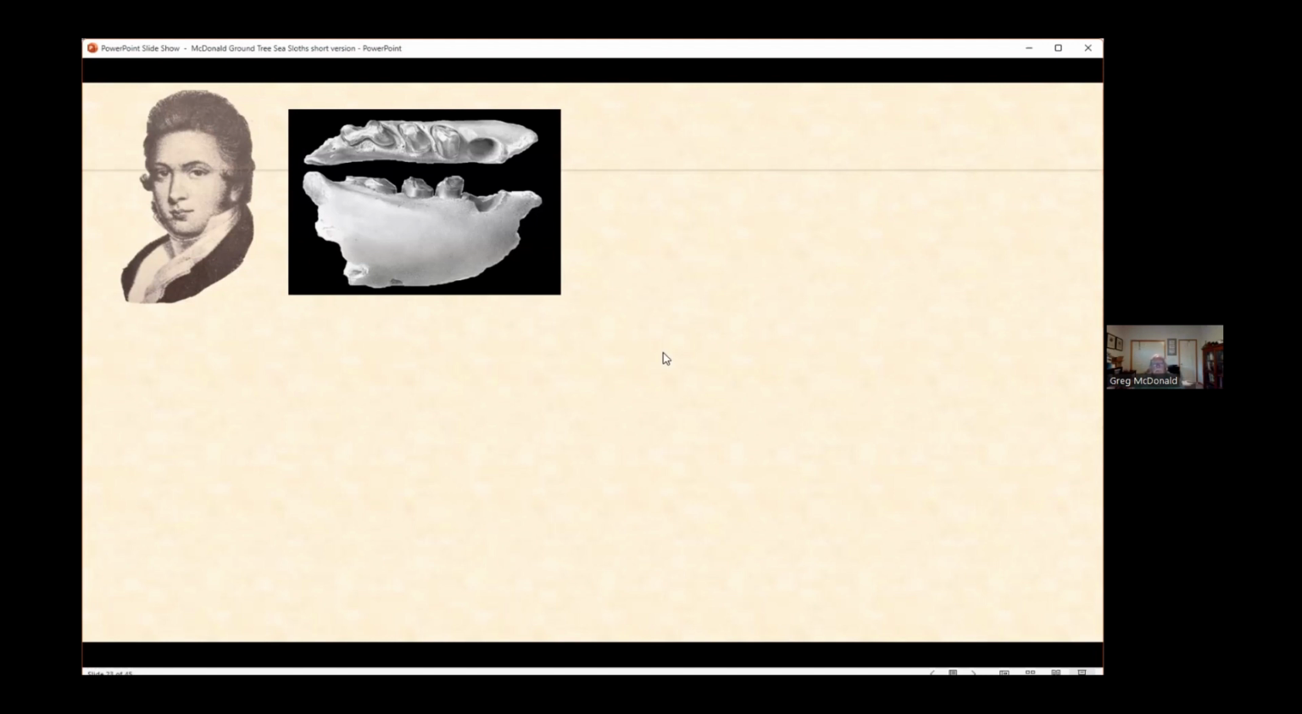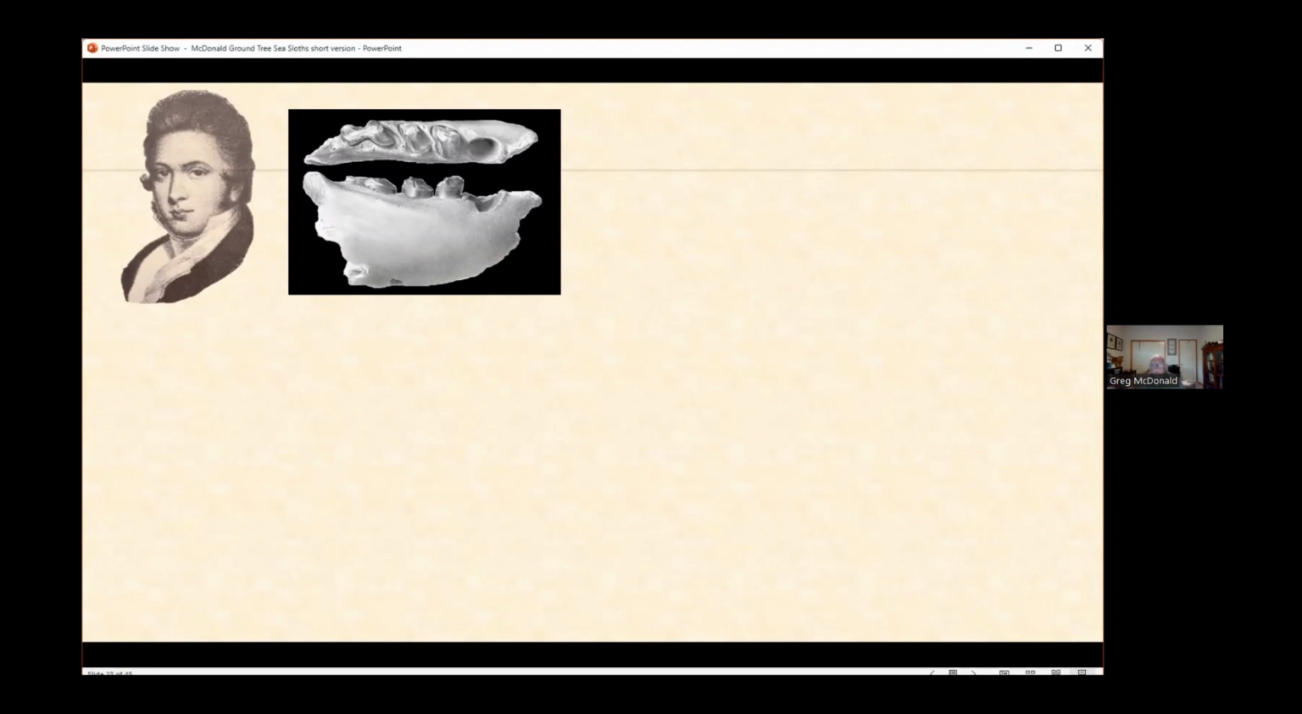And once again, if you look at this jaw, it's got the lobate teeth that are characteristic of the family of the Mylodonts. But in the early 1800s, when he found this, only one sloth was previously known in North America, and that was Megalonyx. So he made the assumption that perhaps he had found the jaw of Megalonyx.